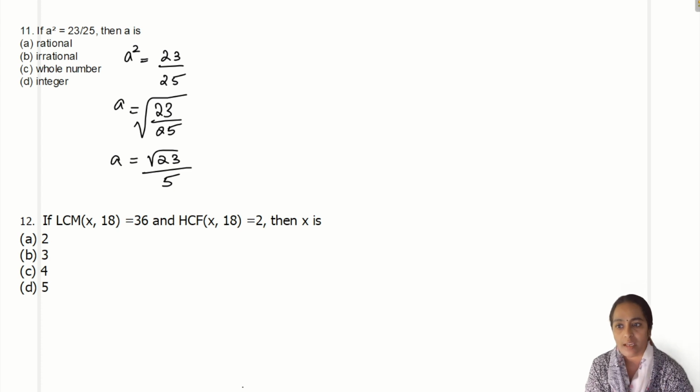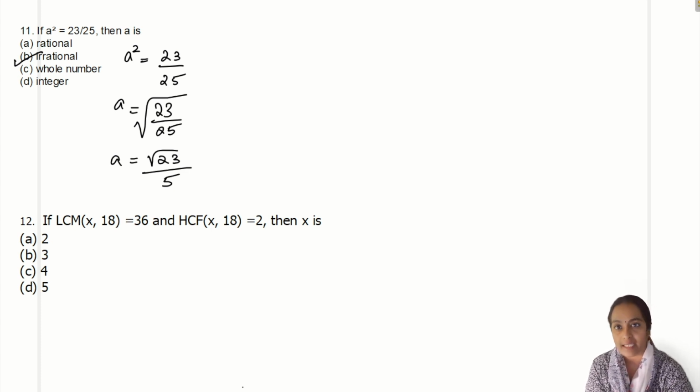So what is a now? Because we have the property, if a non-zero irrational number is divided by a rational number, it's definitely going to be irrational. So square root of 23 divided by 5 is irrational.